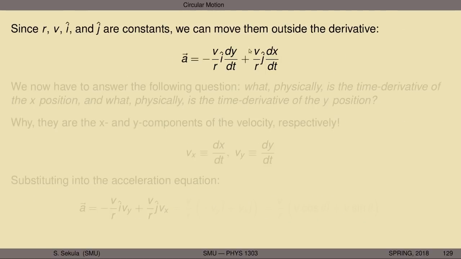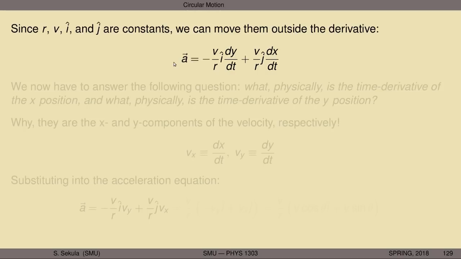I have rewritten my acceleration equation with the constants pulled out in front. So I've got negative v over r I hat. Those are all constant. Now we've got this time derivative of y with respect to t. And then I've got plus v over r j hat. And now I've got this time derivative of x.